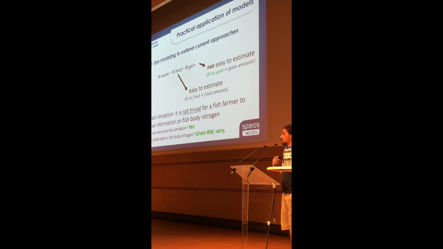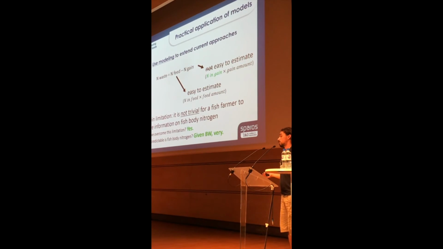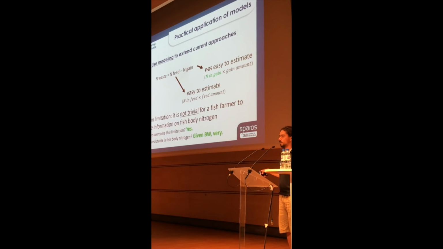So going back to our question, what we see now is that we can overcome this limitation precisely because fish body nitrogen is extremely predictable if we know the fish body weight. So something that used to be not very easy for a fish farmer to do becomes easy.